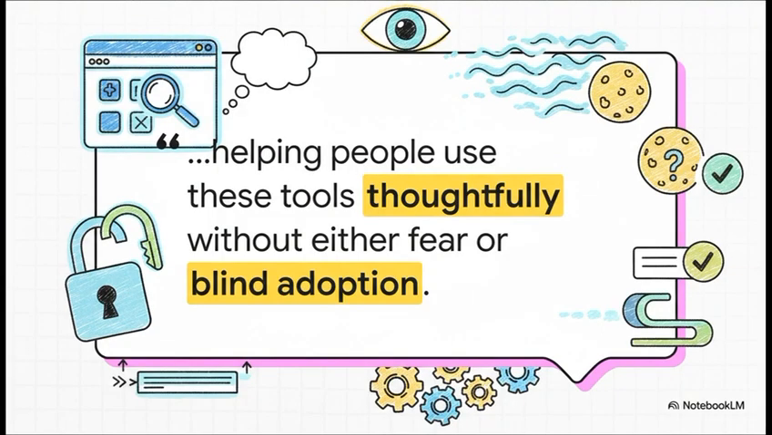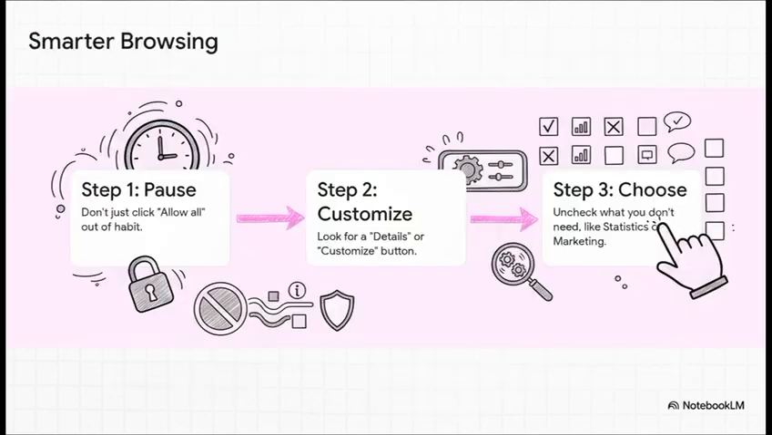And in what is a perfect full circle moment, this is the mission statement from the site's owner himself. The goal isn't to make you afraid of the internet. It's to help you understand these tools so you can use them thoughtfully. It's all about being deliberate, not just reacting. So what can you actually do? It's so simple. First, just pause for 1 second. Don't just auto-click Allow All.